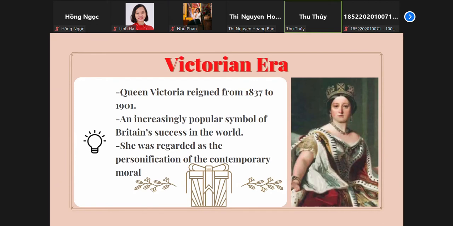Queen Victoria ruled over England for a large part of the century from 1837 until her death in 1901. For this reason, the period is often known as the Victorian era. This was also a time that Britain saw tremendous economic and industrial growth due to the Industrial Revolution and the invention of the steam engine. We could say that this era is an increasingly popular symbol of Britain's success in the world, and Victoria was regarded as the personification of the contemporary moral.